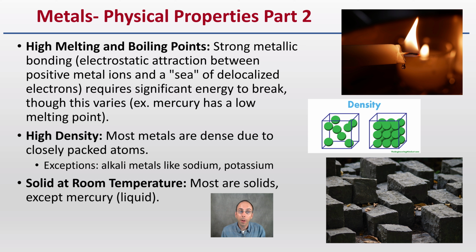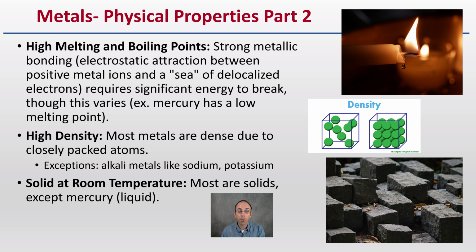Now, strong metallic bonding occurs at the molecular level. The electrostatic interaction of positive metal ions creates what we call a sea of delocalized electrons. Think of that like a bunch of electrons all around. As a result, this requires significant energy to break through, though mercury has a low melting point. So again, we're looking at the general properties here for metals.